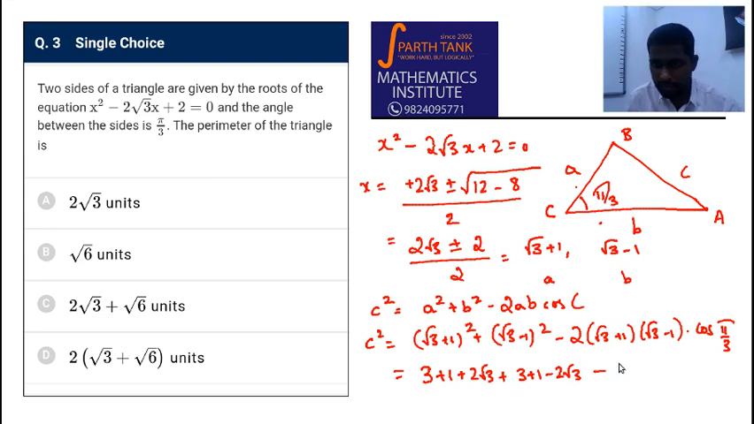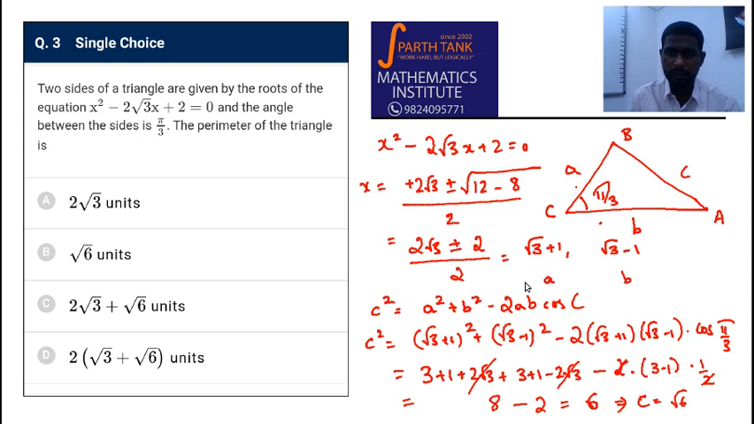What I am saying is this should be 2 into root 3 minus 1, root 3 squared minus 1 squared is 3 minus 1, into 1 by 2. Okay, so this term is 2. So here I have, cancel these 2, 8 minus 2 or 6. So C squared is 6 and C therefore is root 6.